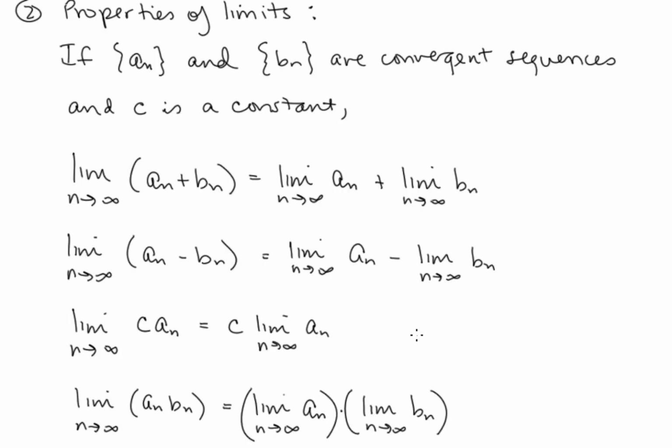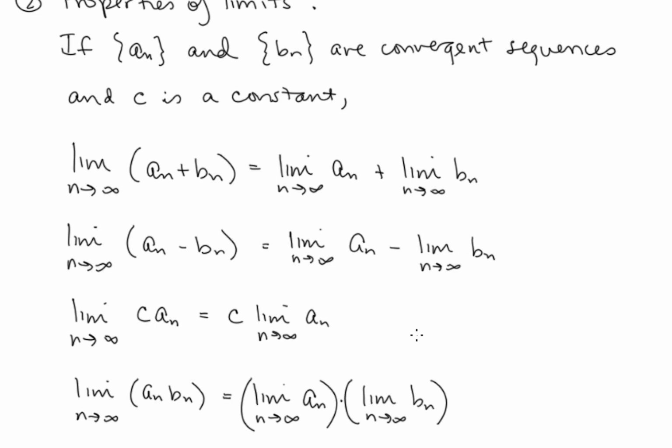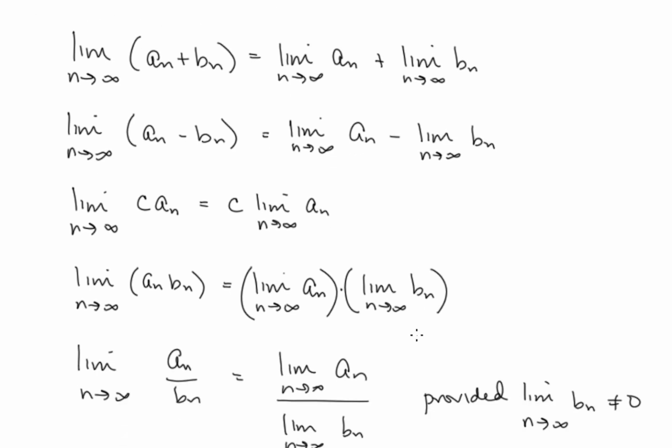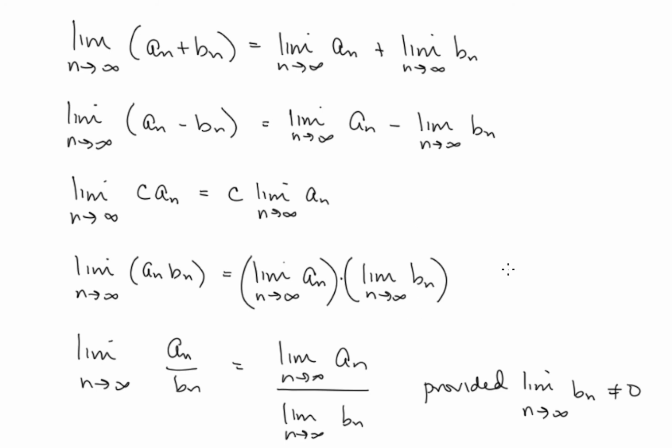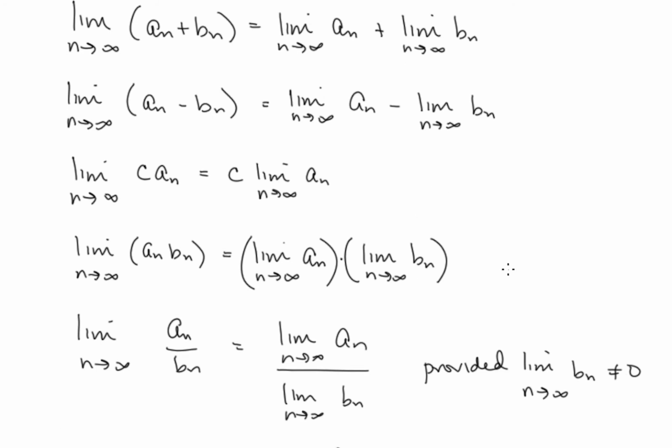If a_n and b_n are convergent sequences and c is a constant, then the same rules for limits we had with functions all hold. All of these properties hold.